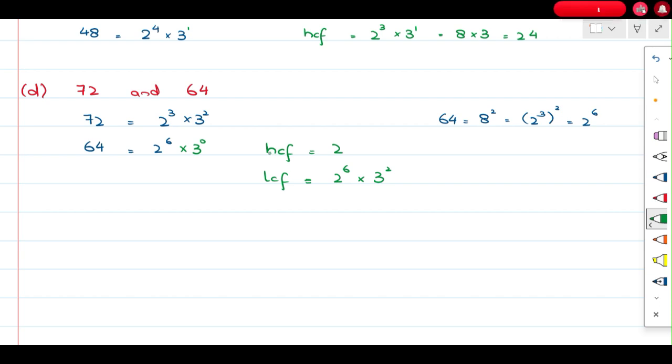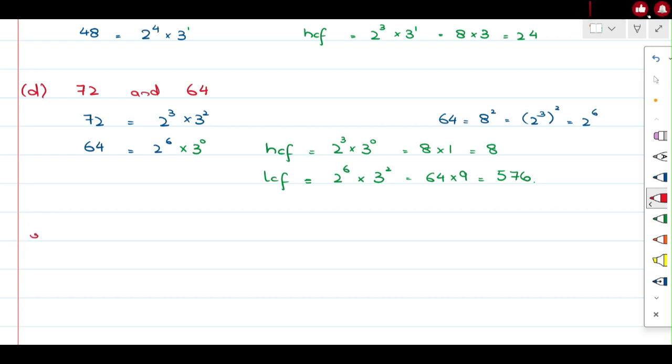For HCF, pick the lowest or equal power. So the lowest power of 2 is 2 cube, and the lowest power of 3 is 3 to the power 0. So 2 cube is 8 and 3 to the power 0 is 1. So 8 is the HCF of the two numbers. And 2 to the power 6 is 64, and 3 square is 9. When we do 64 times 9, their LCM is 576.